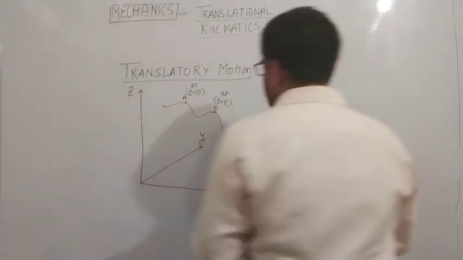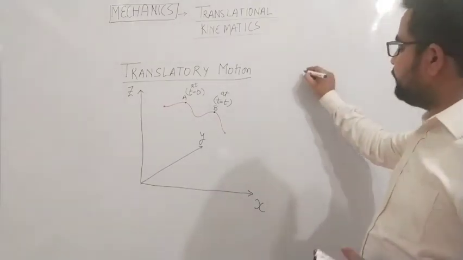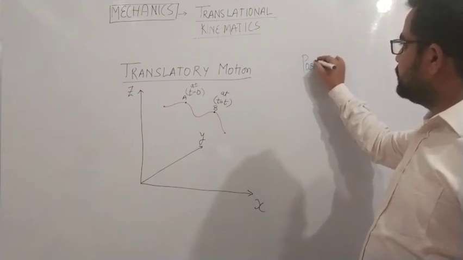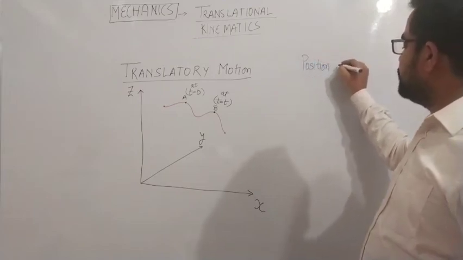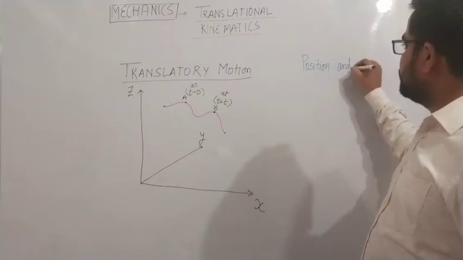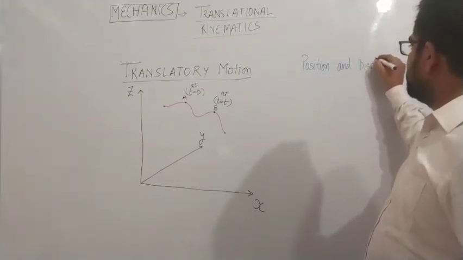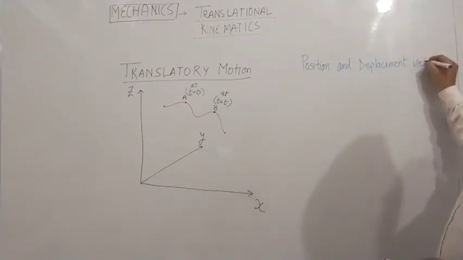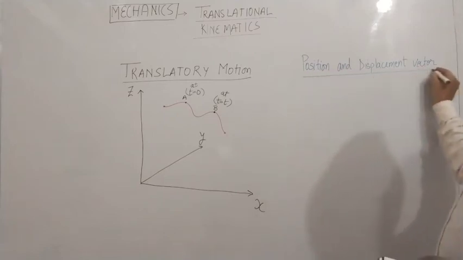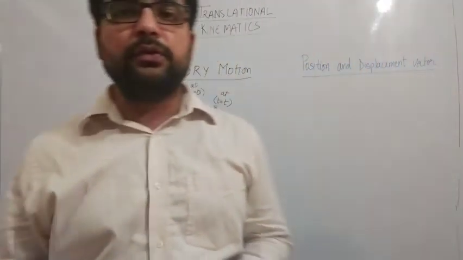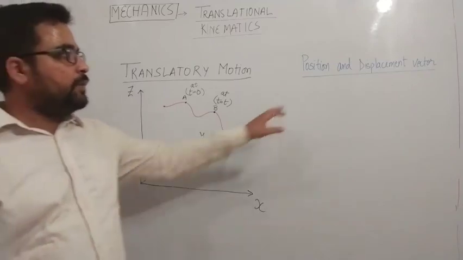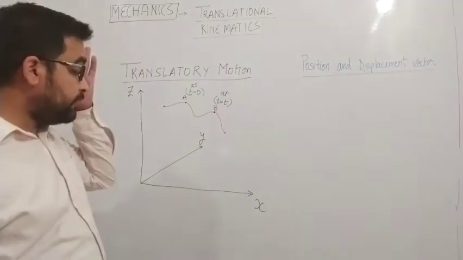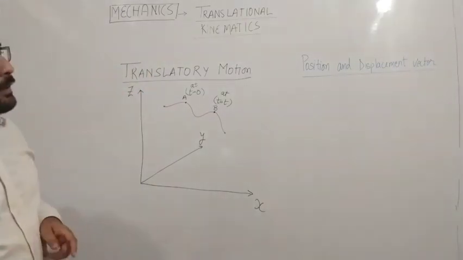So the first parameter to describe this motion, we will use, is position and displacement vector. Many people have confusion in position and displacement vector. So that will be taken care of here only.